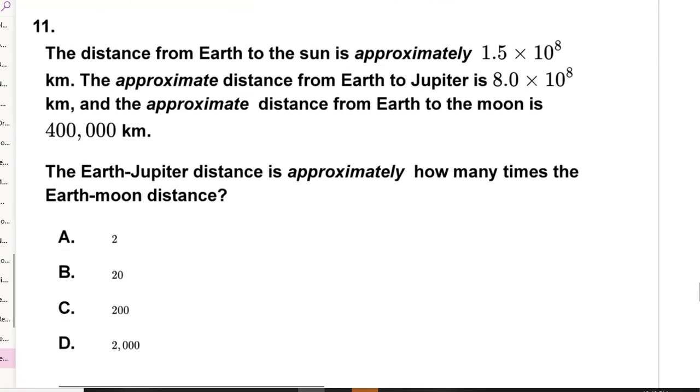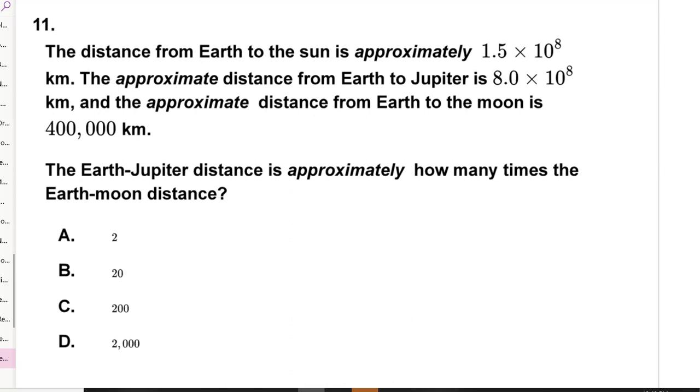So now we're getting to the part where we got to use the calculator. So this is a scientific notation problem. The distance from Earth to Sun is approximately 1.5 times 10 to the 8th power. The approximate distance from Earth to Jupiter is 8 times 10 to the 8th power kilometers, and the approximate distance from Earth to the Moon is 400,000 kilometers. So we've got some numbers in scientific notation form, and then we have other numbers in just standard notation. So we are going to take the Earth to Jupiter distance is how many times the Earth to Moon distance.